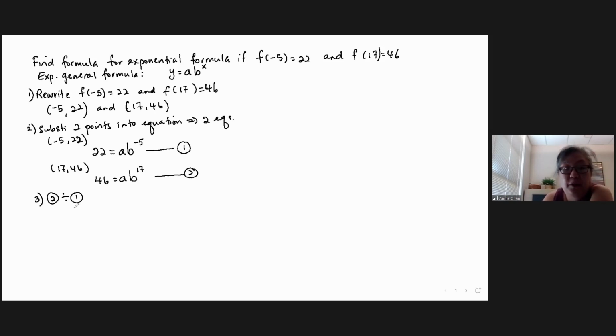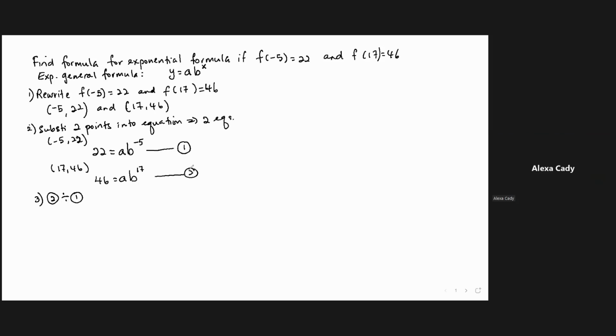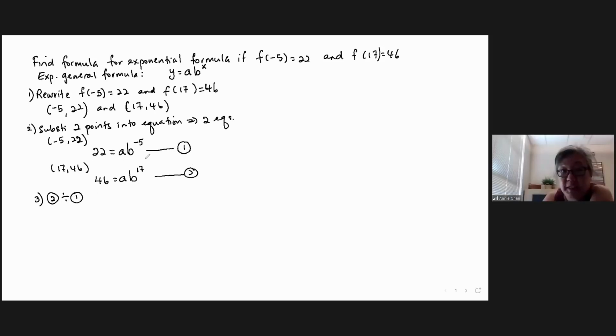And I'll show you why. Okay, so we're going to take this and divide by this because all of this is multiplication, right? Okay, so we cannot plus or minus or what have you. They're all multiplication. So we have to use the opposite of what they are. So I'm going to take 46 equals a b to the power 17 over 22 equals a b to the power -5.